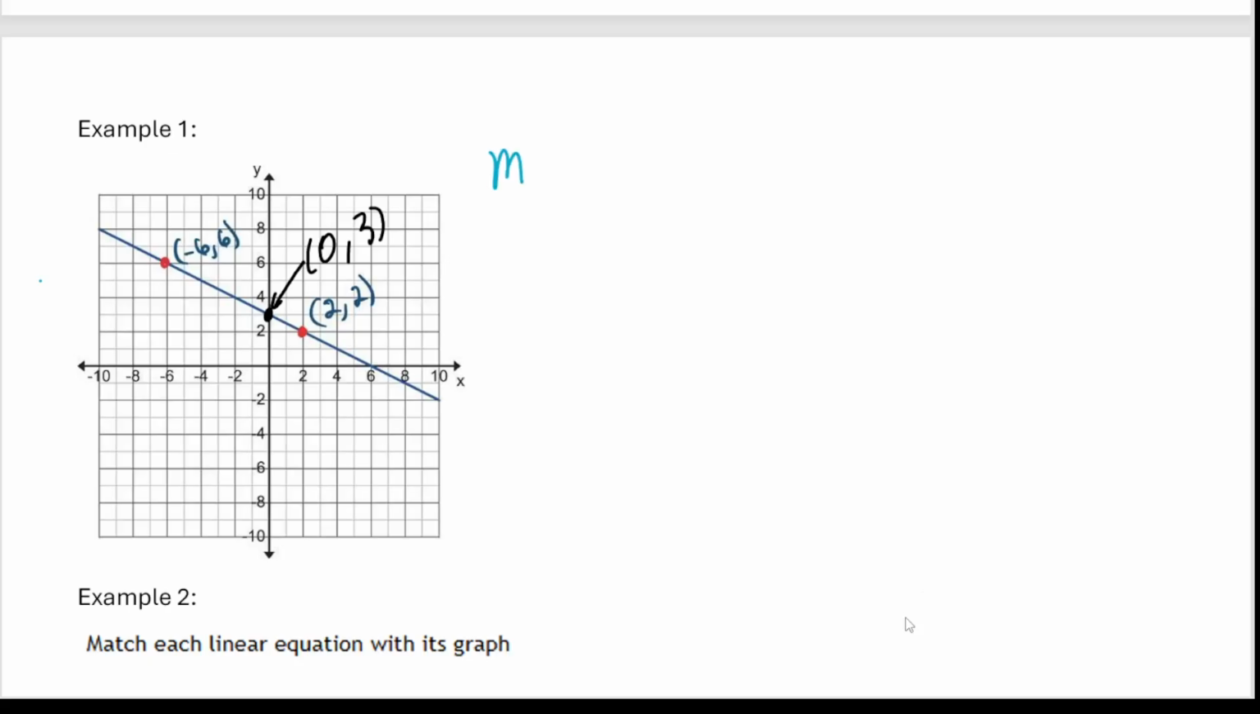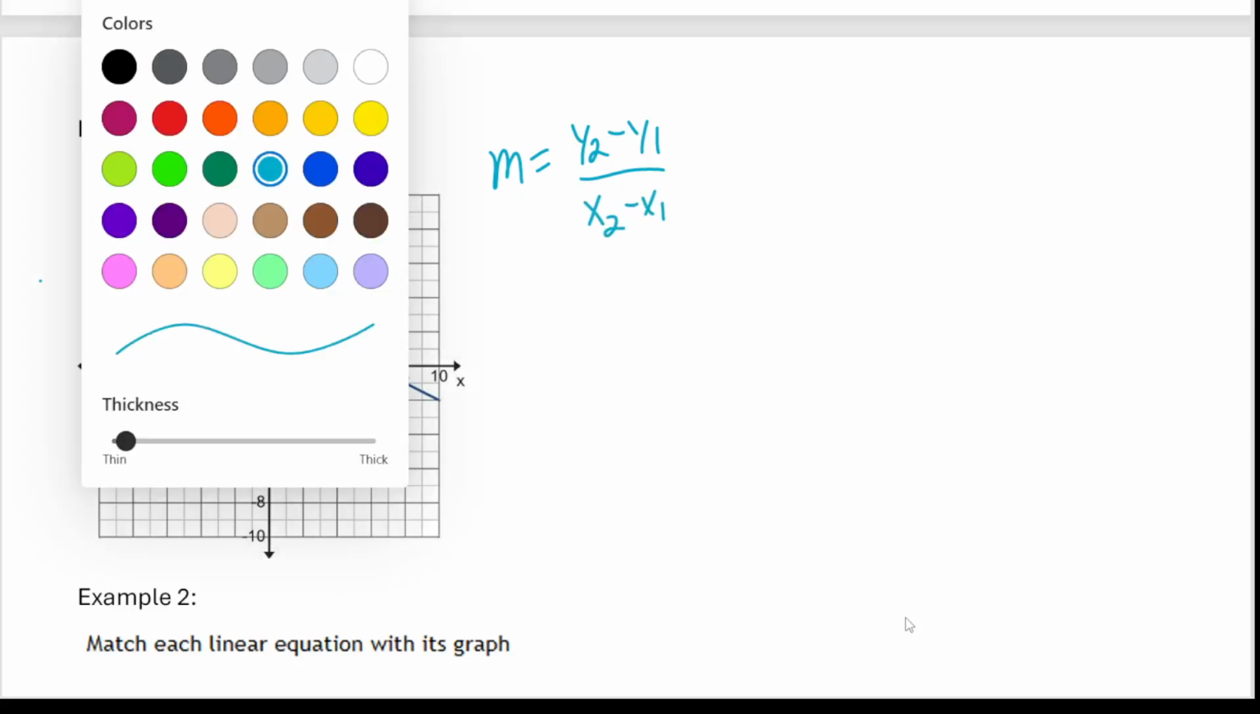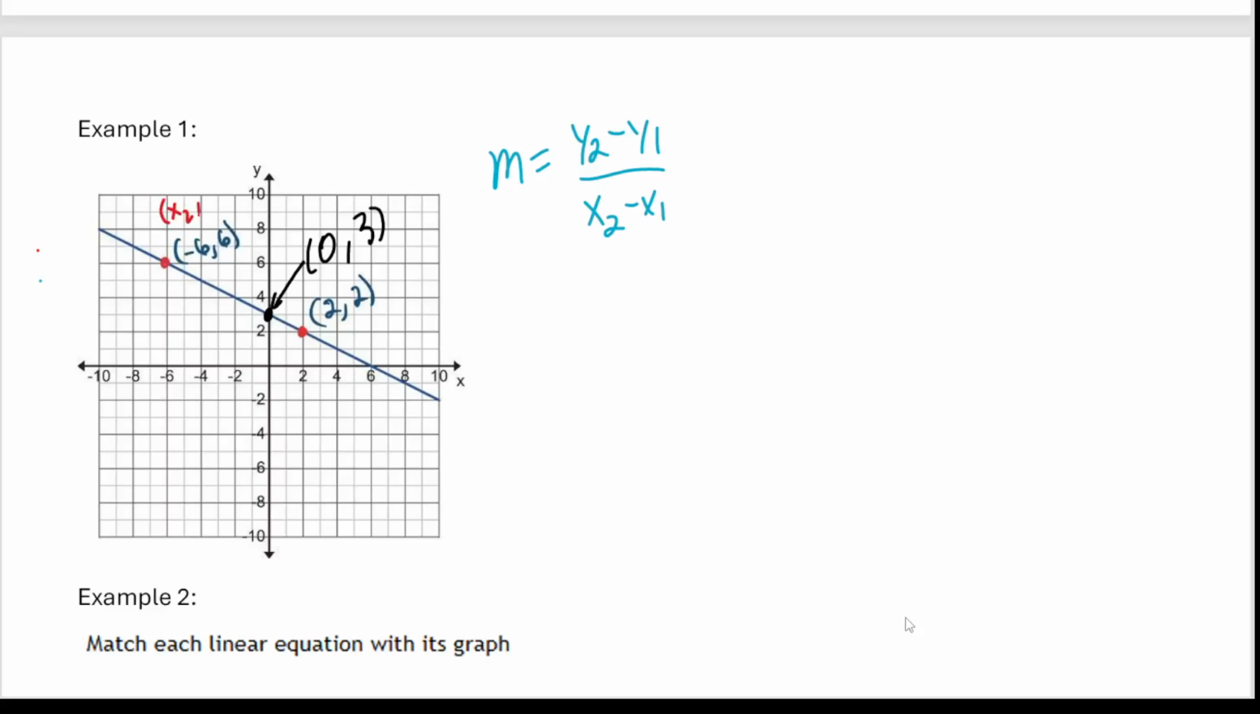First thing you should have noticed is, hey, I can find the slope. So the slope is going to be your change in y over your change in x. You want to go ahead and label one of these as your x2, y2, the other one as your x1, y1. And then you want to plug in your change in y over your change in x. 6 minus 2 gets you 4, 2 minus a negative 6 gets you 8, and that gets you a slope of positive 1/2, which actually, looking at this, looks incorrect.